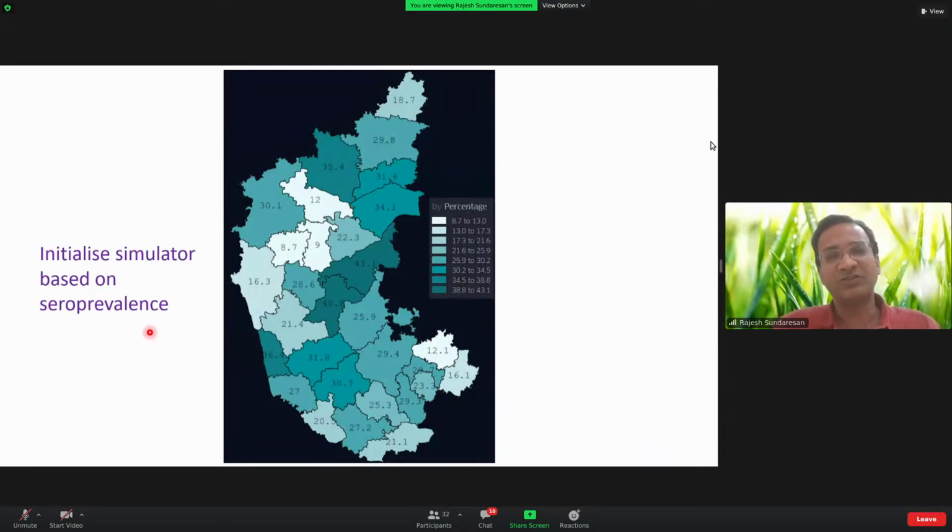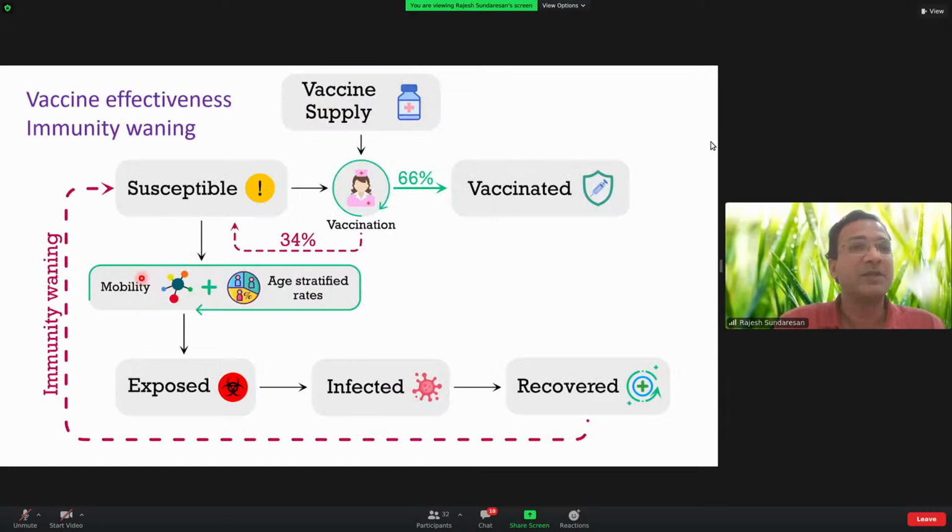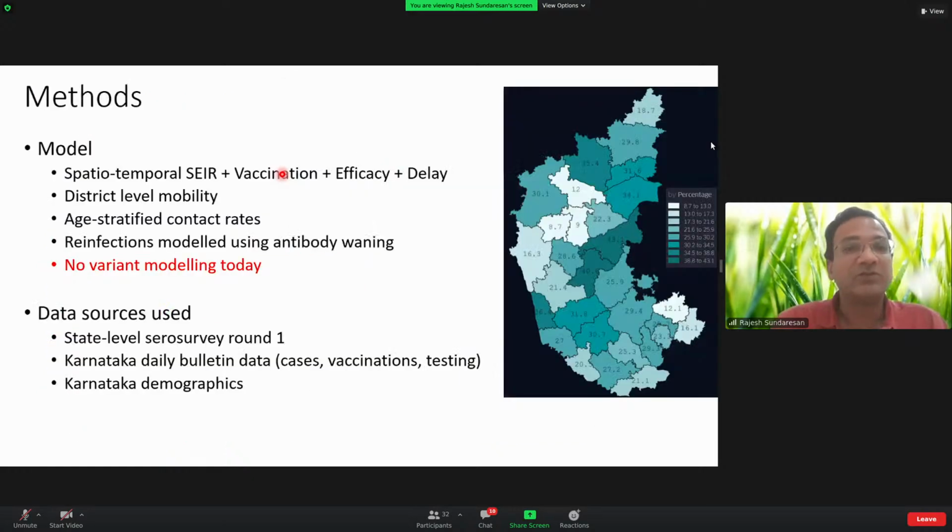And we use the seroprevalence data from the first round to initialize our simulator. And as I mentioned, vaccination efficacy was 66%. That was because the AstraZeneca reported efficacy was 66% after 2 doses, but we were optimistic and assumed that that's the efficacy after 1 dose. And additionally, I mentioned immunity waning. So with these things, we built an SCIRV model.